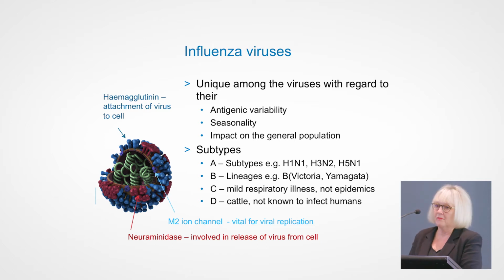And it's also unique amongst its impact in the general population. There's not many other diseases that kill so many people worldwide every year. There's a number of subtypes of influenza, and influenza A is the first one in the list. So it's classified on the basis of its hemagglutinin and its neuraminidase molecules.